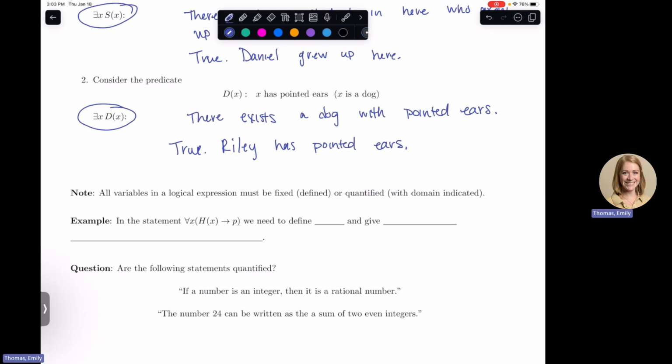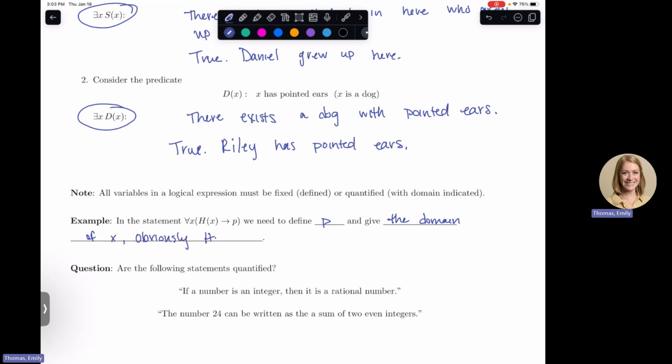If, and this will happen on your test, you'll have something like on your homework. I mean, you'll have something like this: for all X. Remember that upside down A is for all, H of X implies P. You would need to define everything here. You need to define P. You need to give the domain of X and what H is. But obviously H.